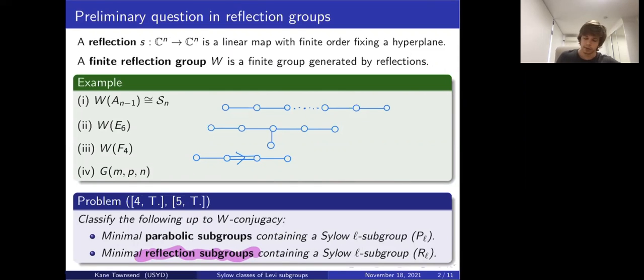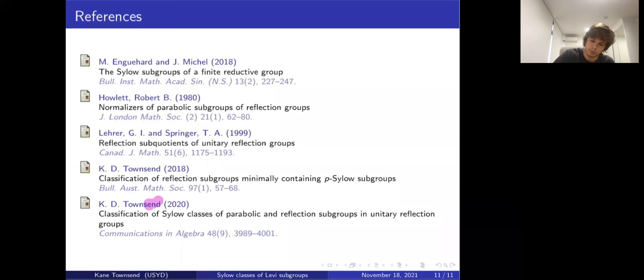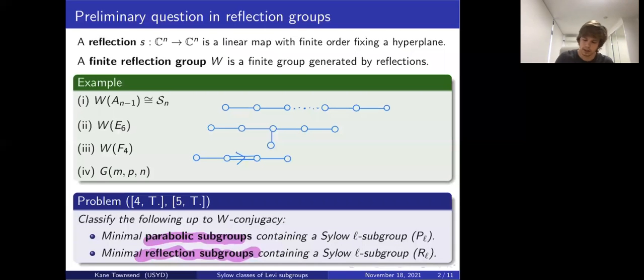The other question I want to ask is, what are the minimal parabolic subgroups containing a Sylow L subgroup? A parabolic subgroup, one way you can think about it, a standard one is if you take a sub-diagram of these Coxeter diagrams by choosing certain vertices and keeping the edges all the same. And then you can take the conjugates of those. I've done these classifications in these references, the first for real reflection groups and the second for complex reflection groups.